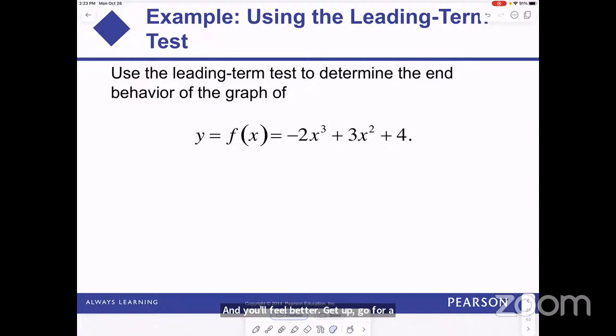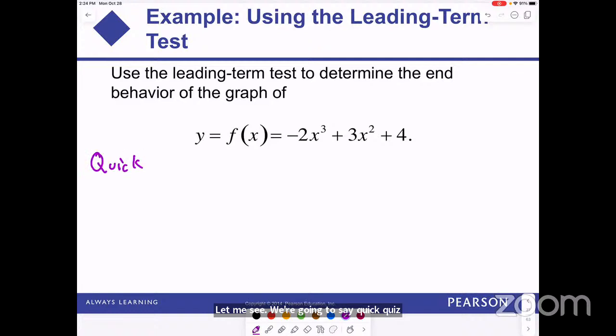Okay. So here we're going to use the leading term test to determine the end behavior of the graph. So the leading term is the term with the highest power. Let me think how I want to do this. I do want to do this real quick. Let me see. We're going to say quick quiz.